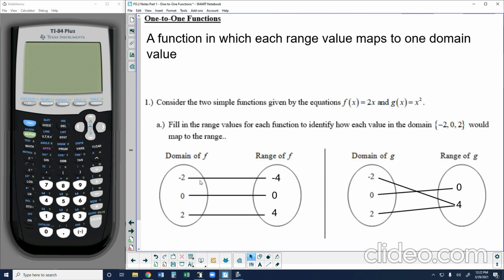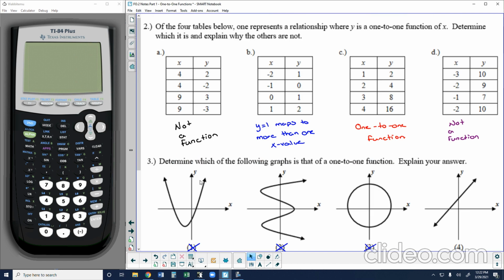At this point, this is a good place for us to stop. So when we get back into class, we'll be able to discuss this definition, look at some more examples, and then continue with some practice.